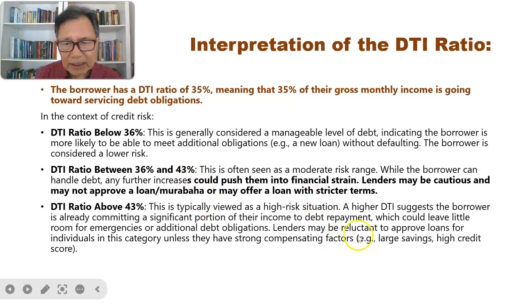So banks may be reluctant to approve the loan or the murabaha for an individual in this category unless they have a strong compensating factor, for example, larger savings or a higher credit score, that can help relieve the customer from being charged a higher interest rate, if the bank feels that the customer may be willing to accept the loan at a higher interest rate.